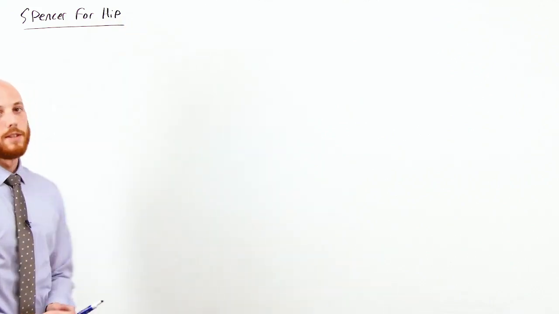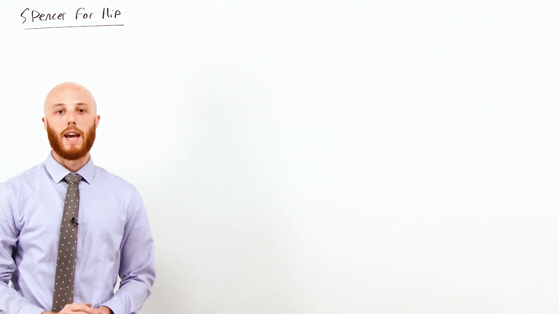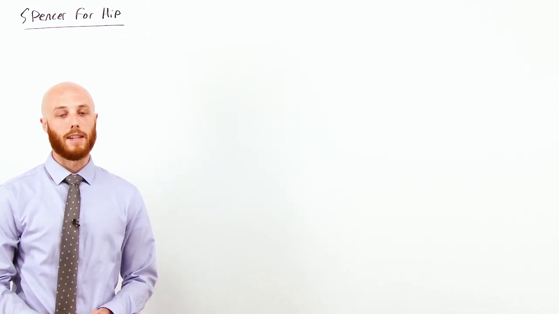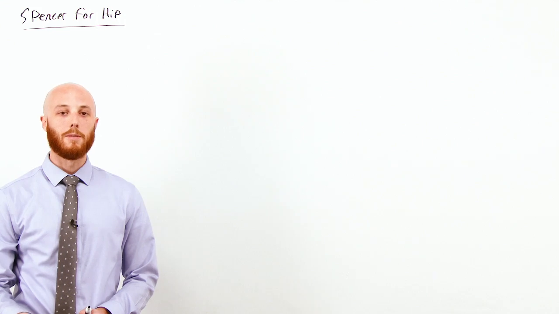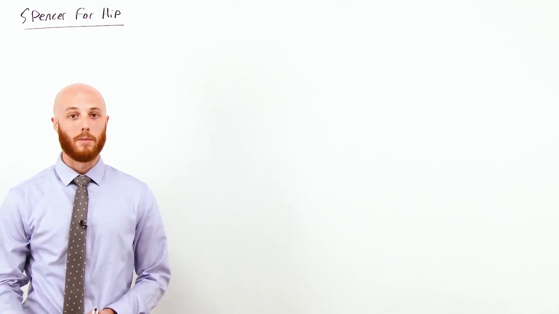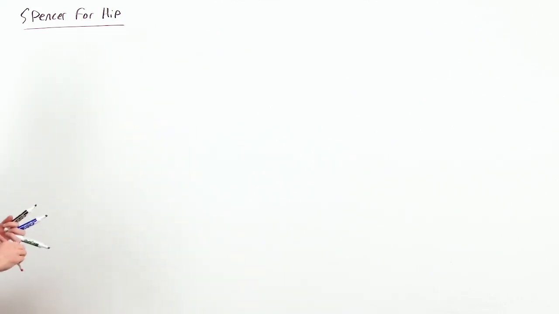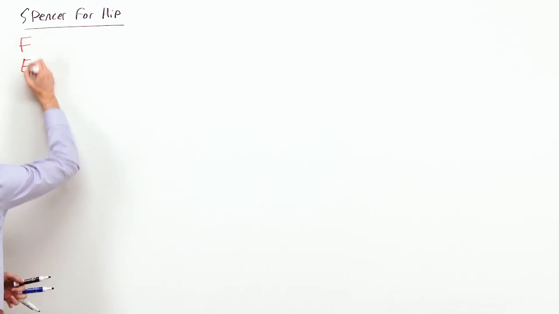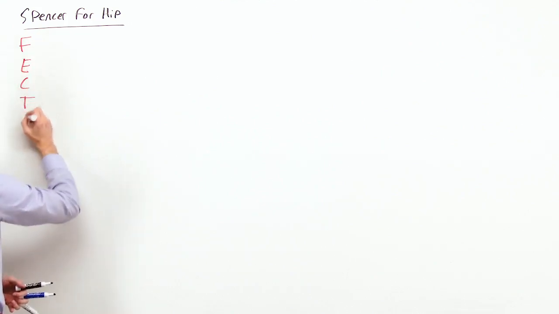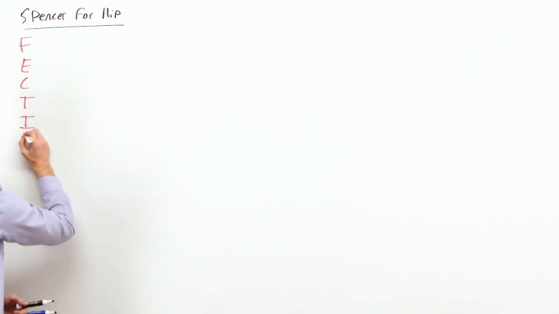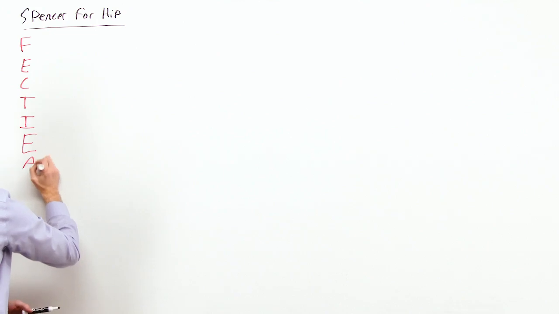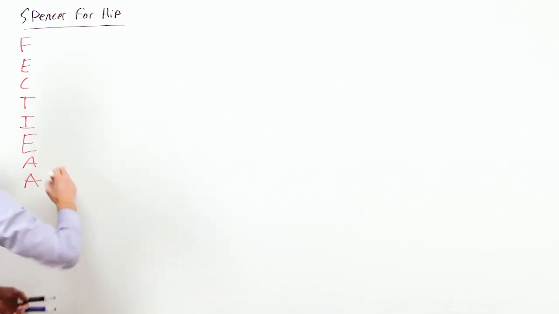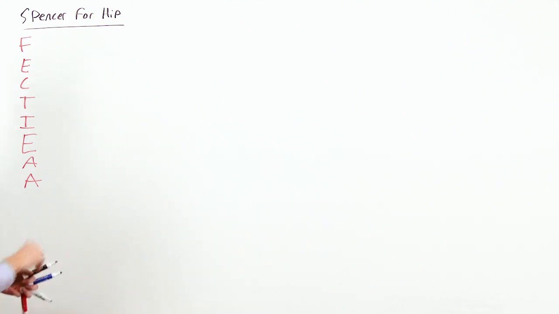So just like the Spencer technique for the shoulder, you're going to have multiple steps for the Spencer technique of the hip. So in order to memorize this, come up with another mnemonic that we can use. Felines eating catnip trip into everything around Austin. So remember, felines eating catnip trip into everything around Austin.